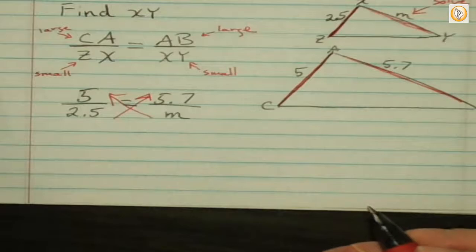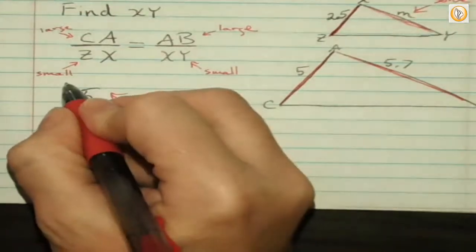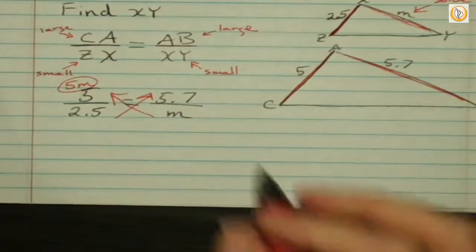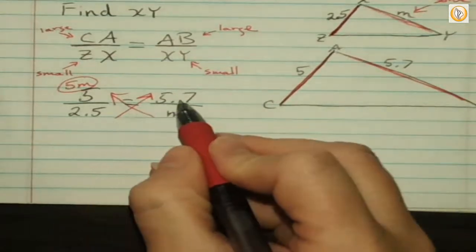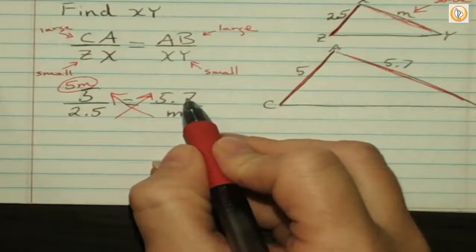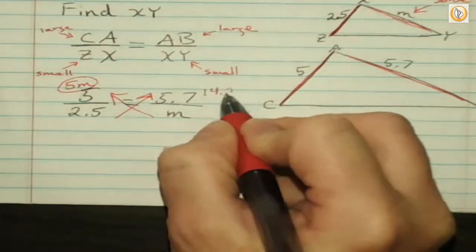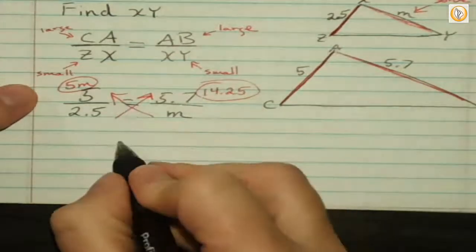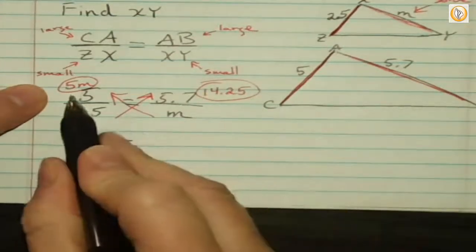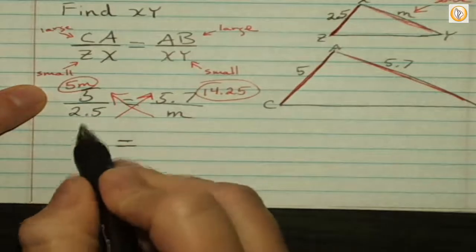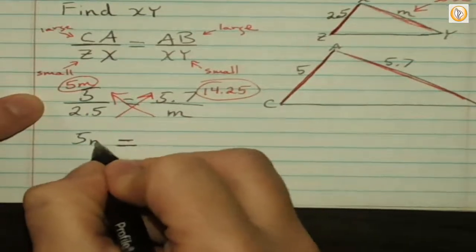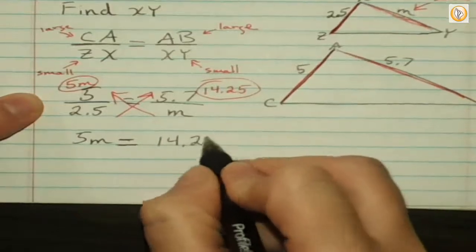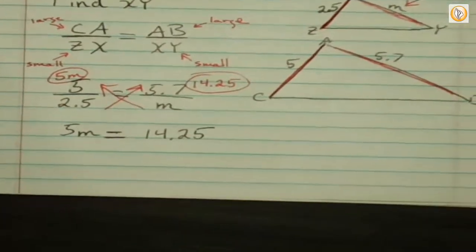What is M times 5? 5M. See, I'm writing it on this side. I'm going to put it in a bubble this time. What is 2.5 times 5.7, Morgan? 14.25. I'm putting that in a bubble. Notice, here's my equal sign. The 5M is on this side, so I'm writing 5M here. 14.25 is on this side, so I'm writing it here. Now I can solve for M.